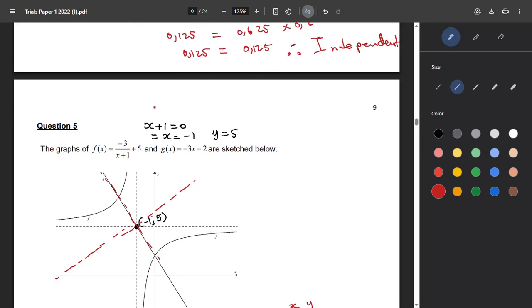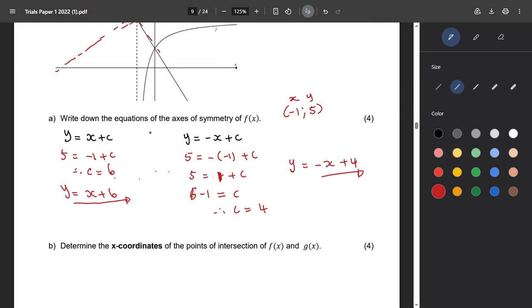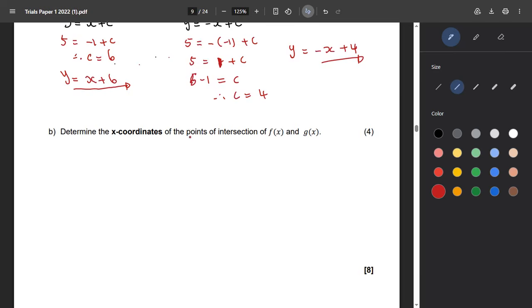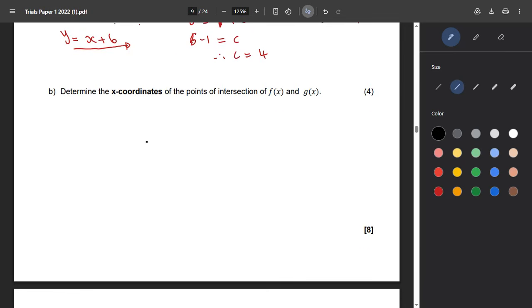Okay, so determine the x-coordinate of the point of intersection of f and g. When we need the point of intersection, you just have to equate these two graphs and start solving for x, because they just want the x-coordinate only. They don't want the point of intersection, but the x. You don't have to calculate the y. So I'm going to say f(x) equals g(x), and my f(x) is -3 over x plus 1, plus 5, equals -3x plus 2. Remember, the aim is they're just trying to check if you can do your algebra.